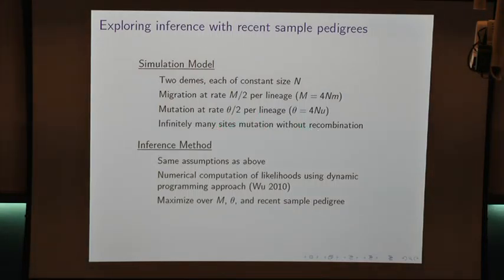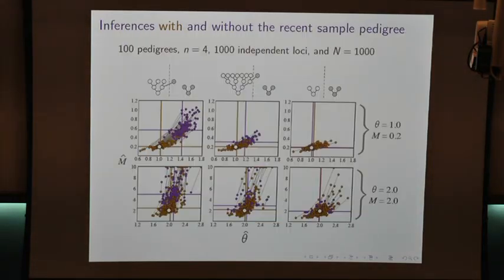Infinitely many sites mutation without recombination within the loci. And then an inference method assumes the same model as above and does numerical computations of likelihoods based on a dynamic programming approach that I will not describe, but I can talk to you about if you're interested. And then I want to maximize over M and theta and the recent sample pedigree. In fact, those configurations might or might not look like the actual sampling configurations, but I could know if I were to know the pedigree. Here I don't know them. I don't know the pedigree, I'm actually going to estimate them based on likelihoods.